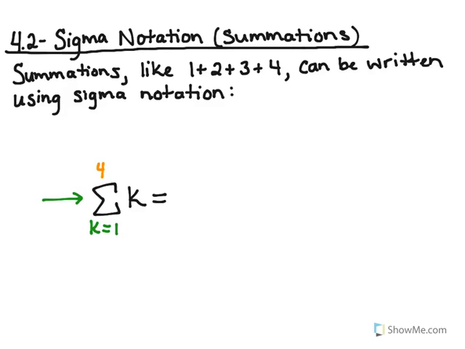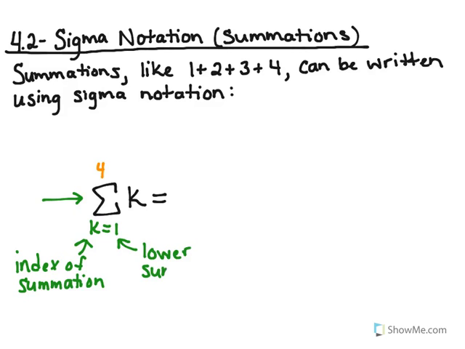It's a Greek letter. The K down at the bottom is called the index of summation. Essentially, it tells you what the variable is and where you're going to plug your numbers into. So the K on the inside matches the K at the bottom, which means K is essentially the variable. That's where we're going to plug in our numbers. The 1 is called a lower summation limit, which means the first number I'm going to plug in is 1.